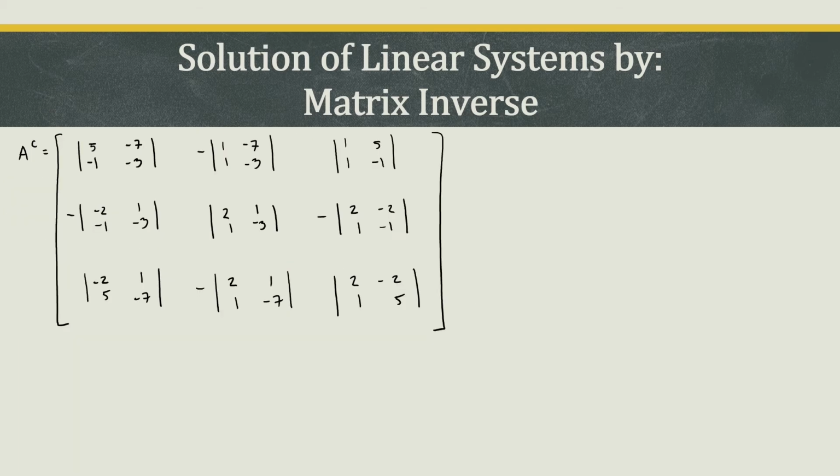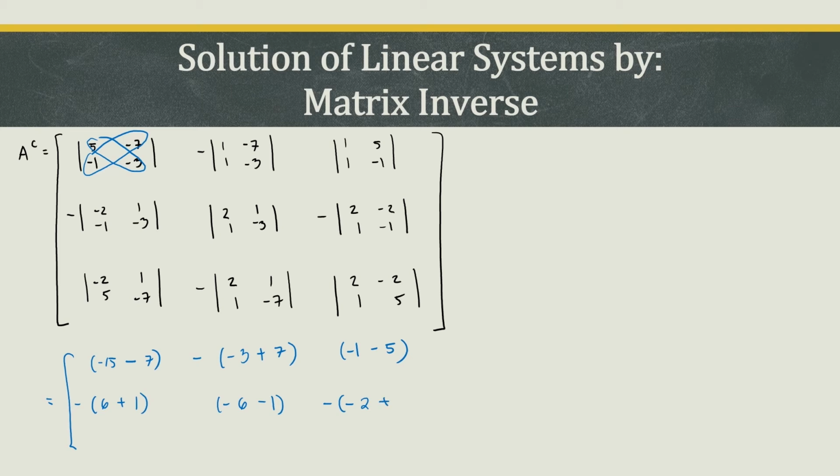And now we solve. This is equal to 5 times -3 is equal to -15 minus -1 times -7 is 7. And then this is -3 times 1 is -3 minus -7 or plus 7. And then this is -1 minus 5. And 6 plus 1, -6 minus 1, negative, plus -2 plus 2. 14 minus 5, the negative of -14 minus 1, and lastly 10 plus 2.